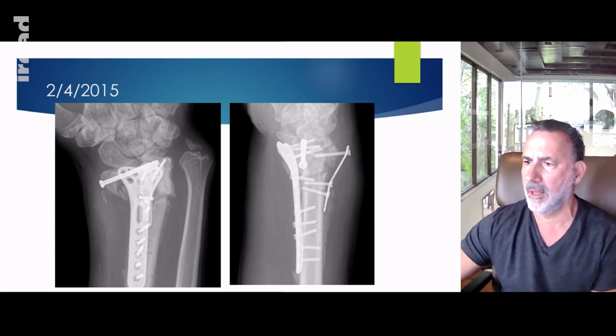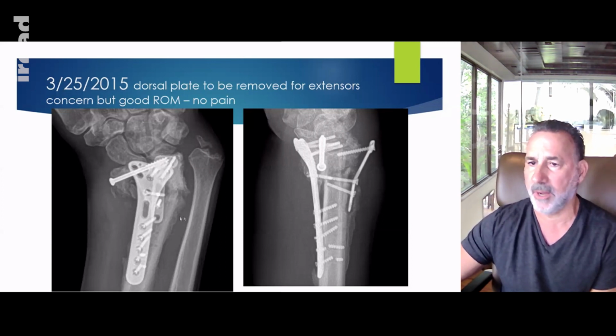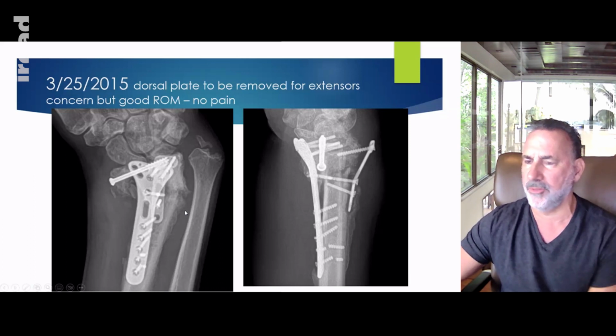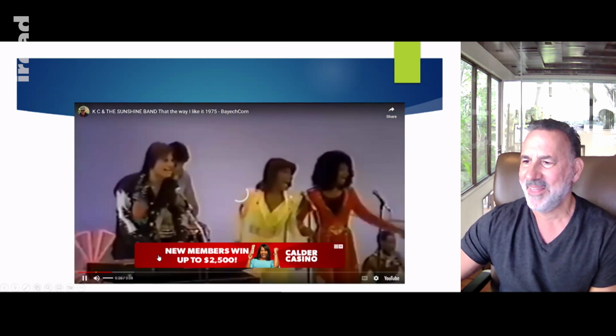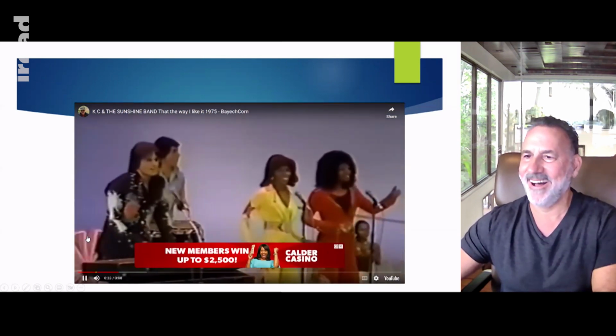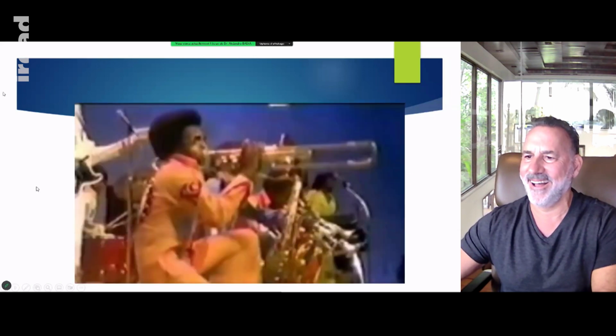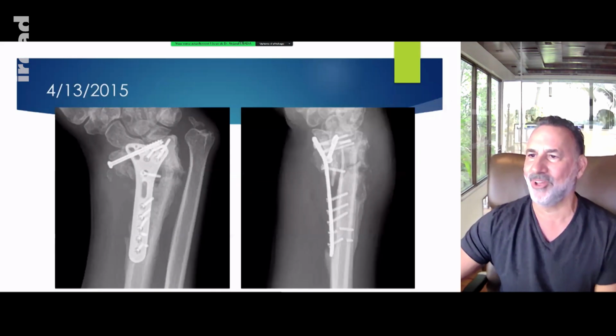So now look how bad this is. So now I had to remove the dorsal plate because I was concerned about the extensors. That was a small clue as to who this was.